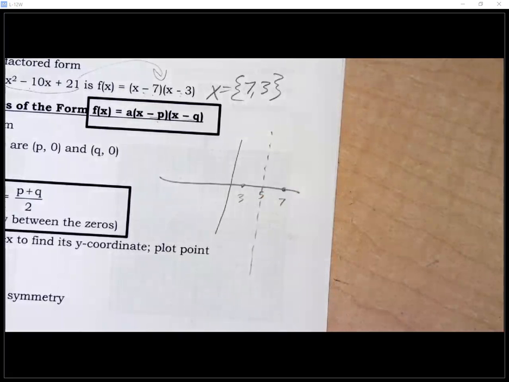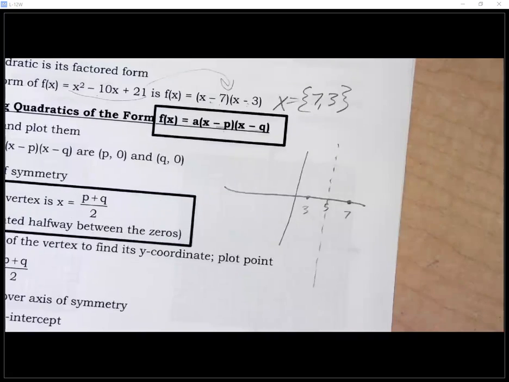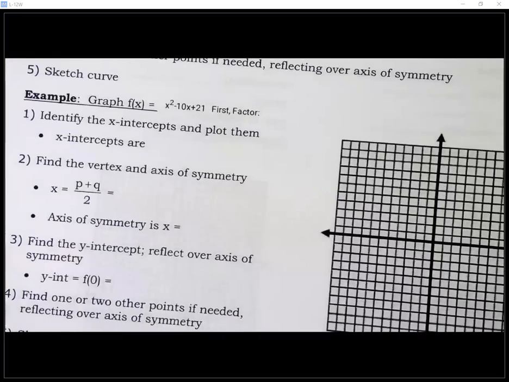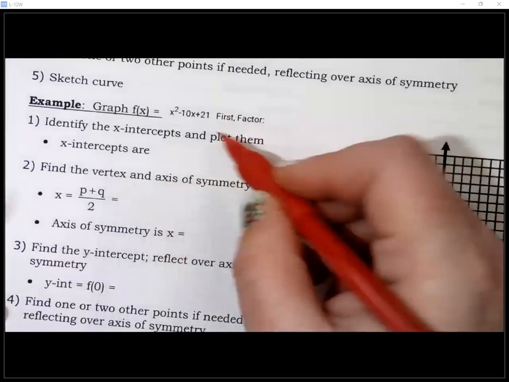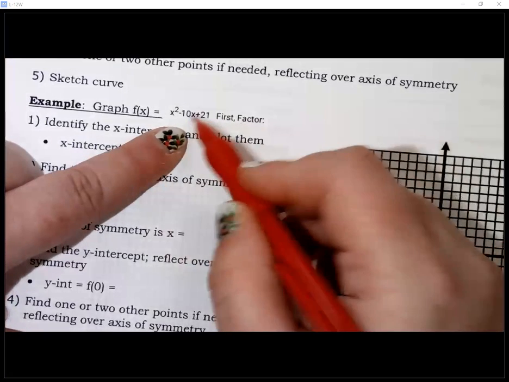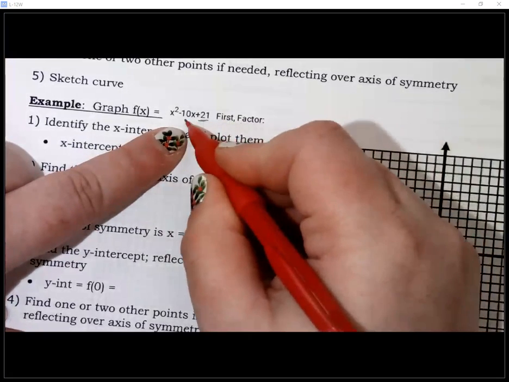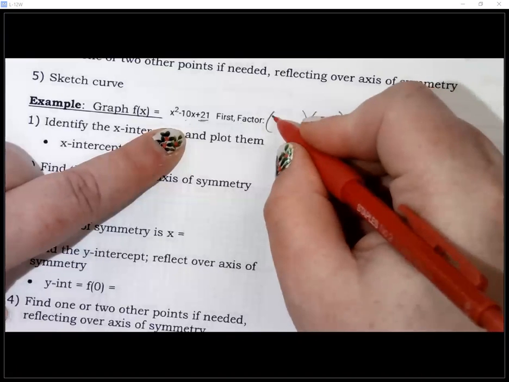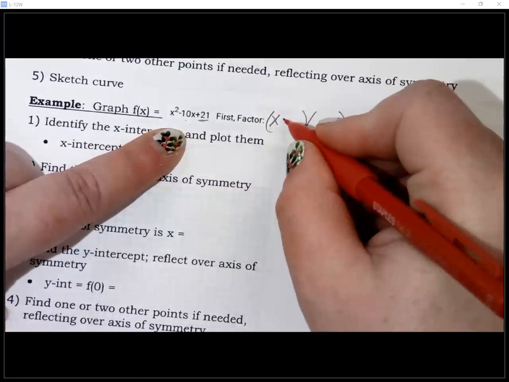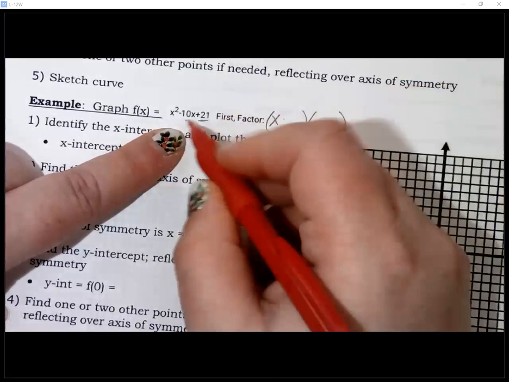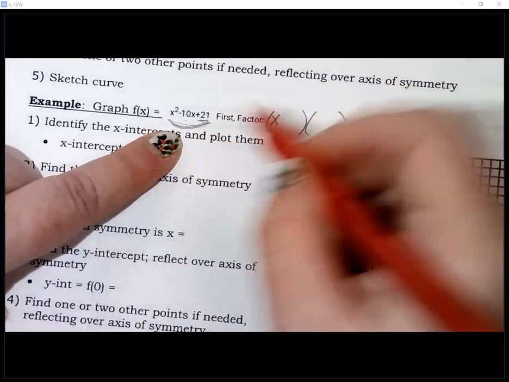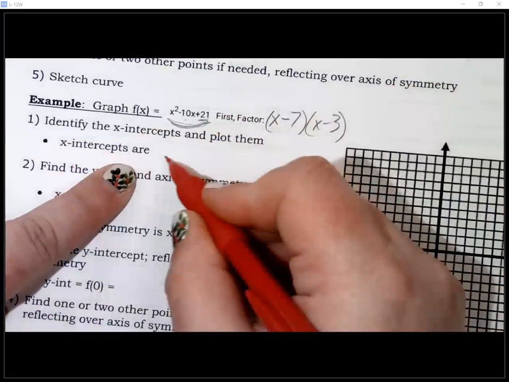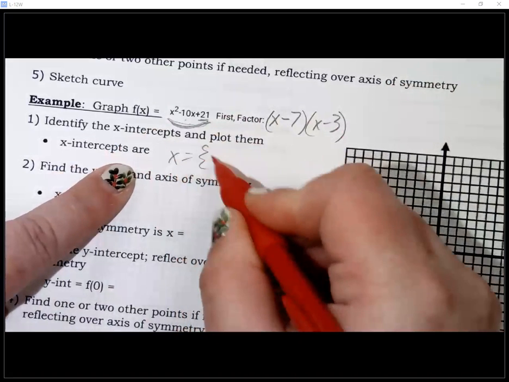Okay, so I think if we look down here below, I have some space for us to actually do it out. All right, so first we factor this. So what are factors of +21 that add to -10? Pretend you don't know, that we didn't just talk about it. It'd be x what? You're factoring this? Oh, -7, -3. -7, -3, right. So the x-intercepts then are, we said 7 and 3, perfect.